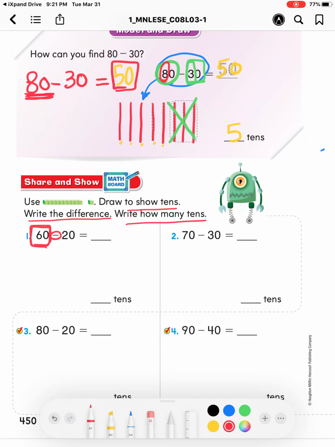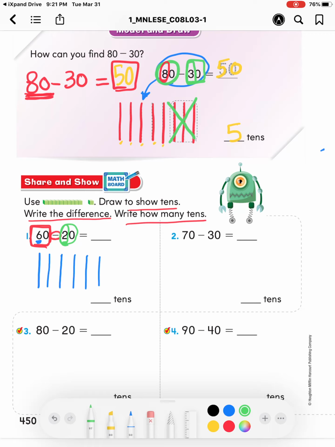Here I have 60, which means how many tens? 6/10. Good job, boys and girls. So let's draw 6/10. 1, 2, 3, 4, 5, and 6. Now, how many tens am I going to take away? Think with me. Yes, it's 2/10 because here I will take away 20, which means 2/10.